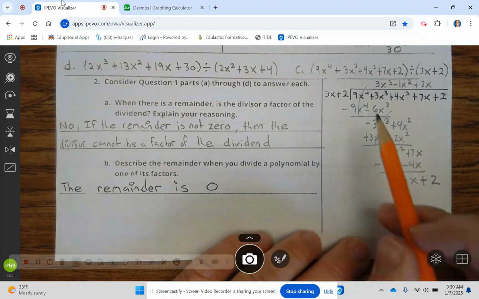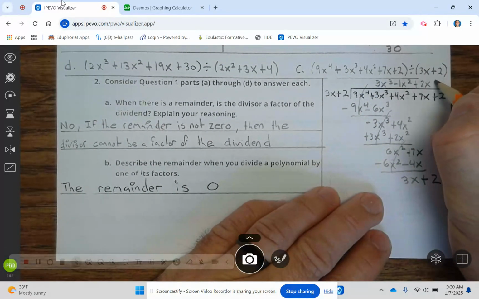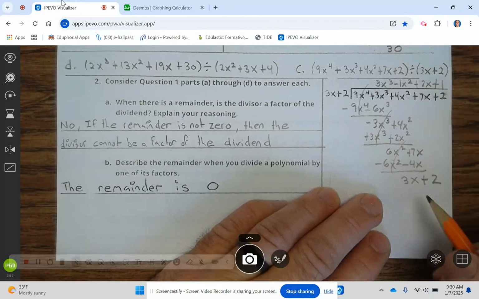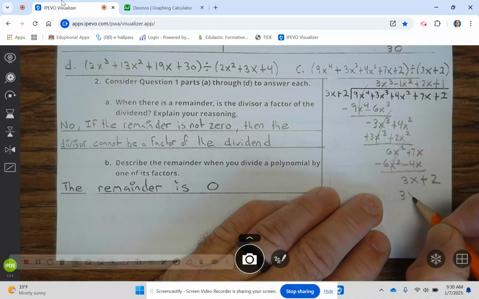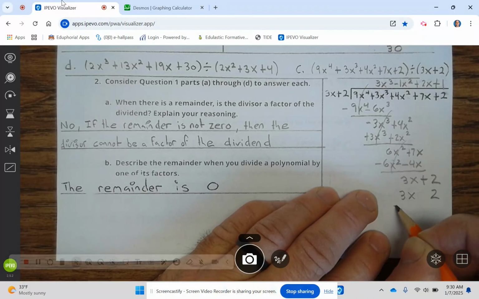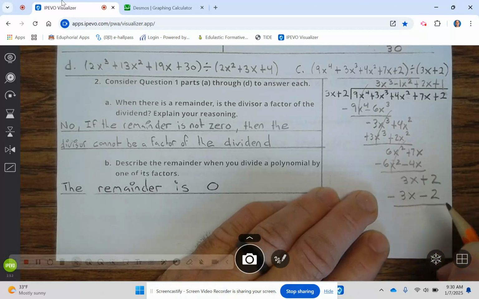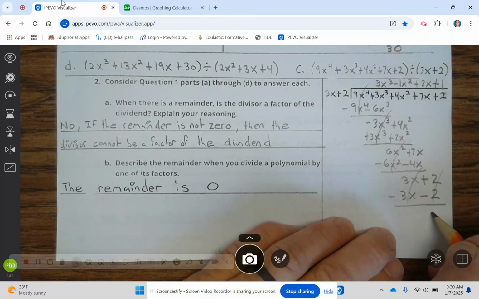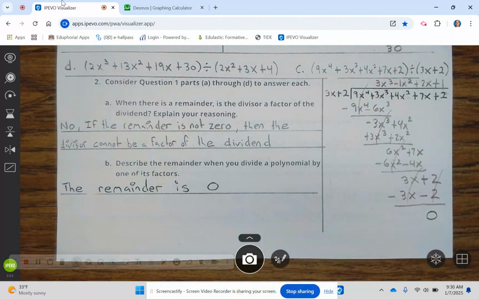And lastly, we ask ourselves, what do you multiply 3x by to give you 3x? The answer to that is plus 1. We multiply. So then that's 3x plus 2. Subtract, subtract. Cancels, cancels. You have a remainder of 0.